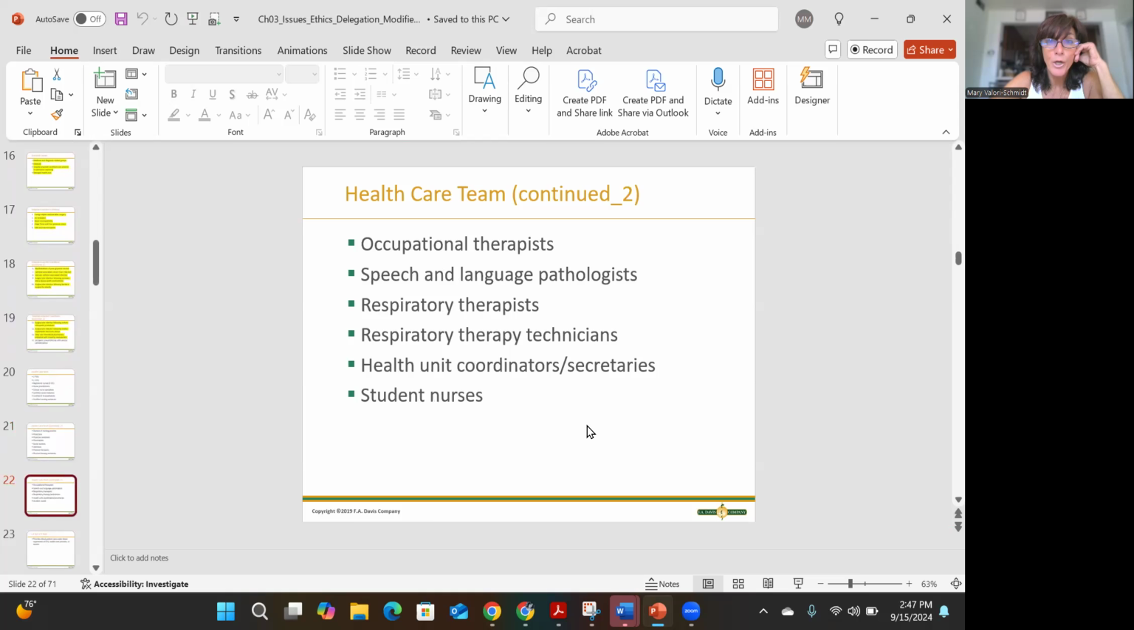And occupational therapists, they have to do with activities of daily living, more like feeding yourself and washing your hair and bathing and those types of things. Speech and language pathologists, swallow evals are done by them. And also speech therapy, say for someone who's had a traumatic brain injury, a TBI, or stroke, right? Respiratory therapists and respiratory therapy technicians. And then you've got your health unit coordinators or secretaries and student nurses.